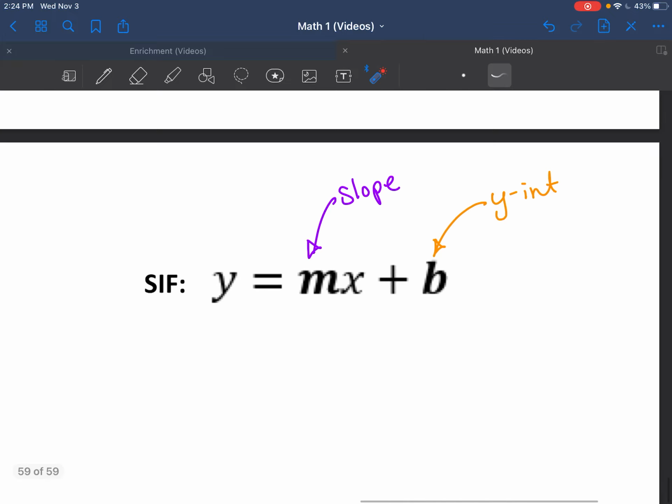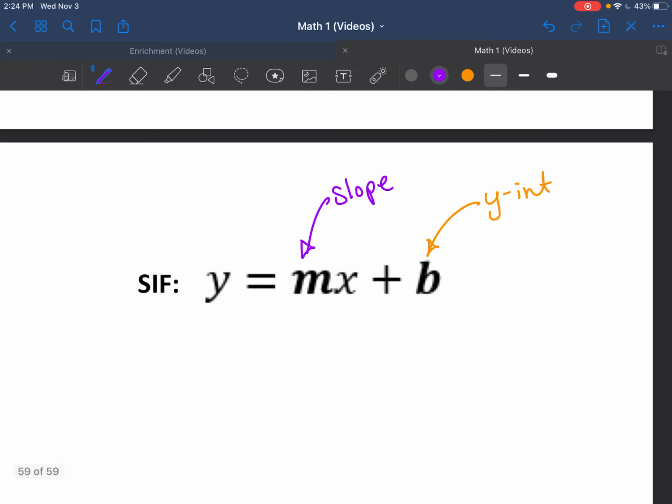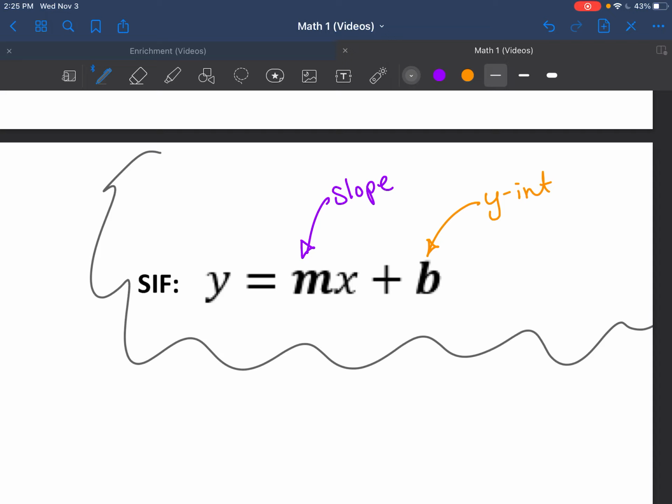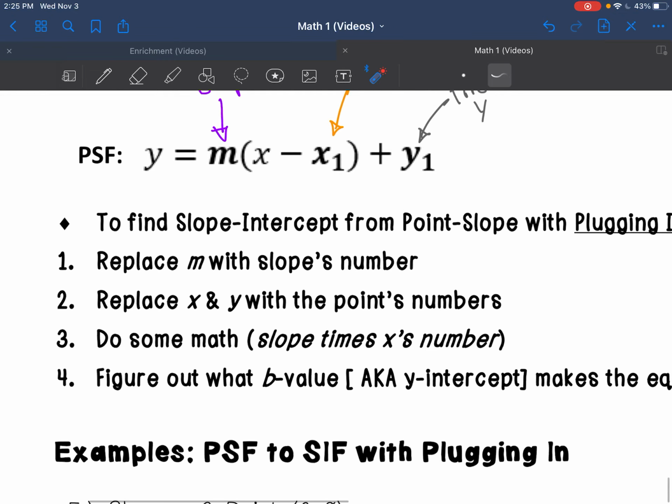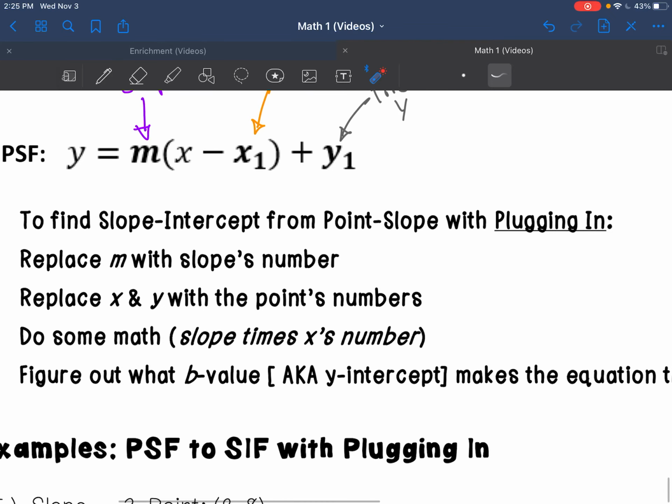But slope intercept form also has a super mathy way, and this is what we're going to be using for this backside here. So it's y is equal to mx plus b, where m represents the slope and b is the y-intercept. Okay? So to find the slope-intercept form of the equation, we're going to replace the m's number. And again, we're using this y equals mx plus b. We're using the SIF.